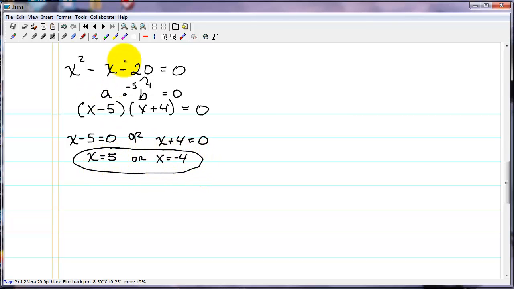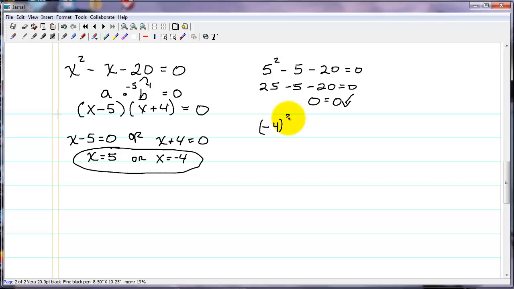So we have two solutions here that if we plugged back into the original equation would make this true. Let's check that out. So we have 5 squared minus 5 minus 20 equals 0. So we have 25 minus 5 minus 20 equals 0, and that checks out. And if we do negative 4 squared, now here if you're doing that in the calculator, we've got to be careful with these negative signs.